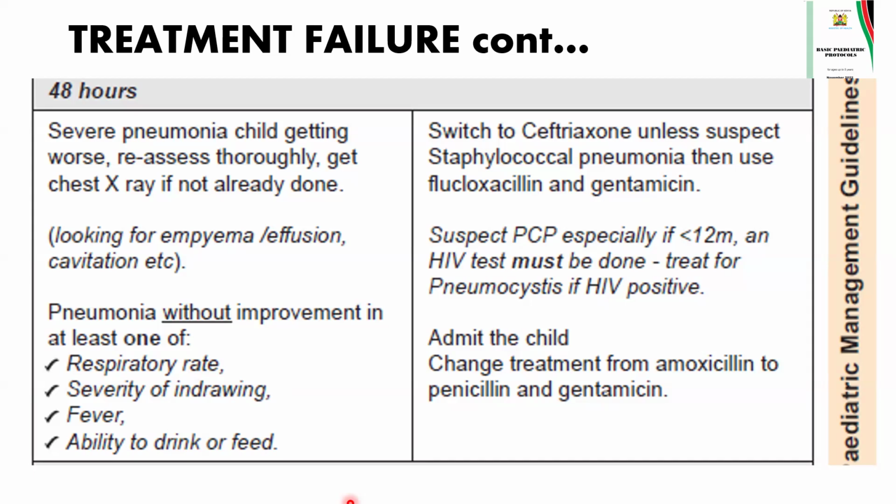So you switch to ceftriaxone unless you suspect staphylococcal pneumonia, in which case now you use flucloxacillin, which are the penicillins that have anti-staphylococcal effects, and gentamicin. And then if you suspect pneumocystis pneumonia, especially if less than 12 months, an HIV test must be done and you treat for pneumocystis if they are HIV positive. And then admit the child and change treatment from amoxicillin to penicillin and gentamicin.